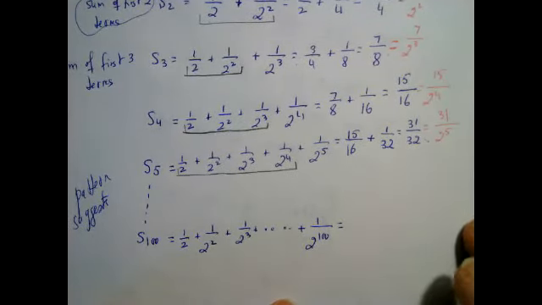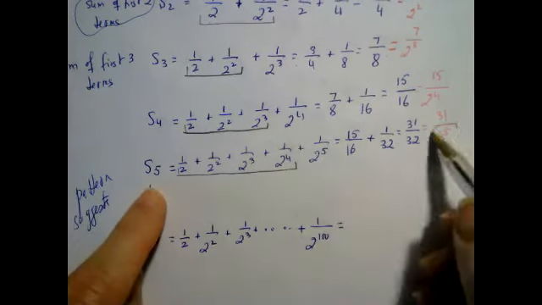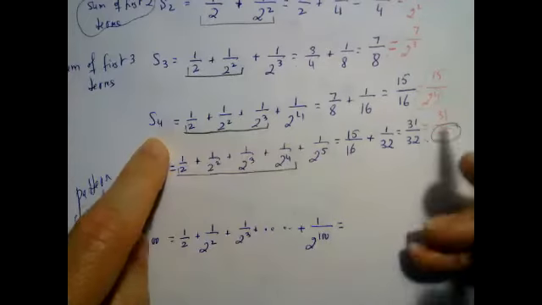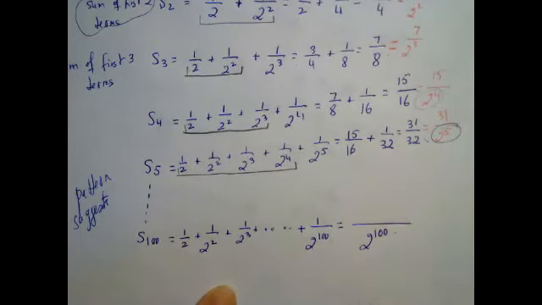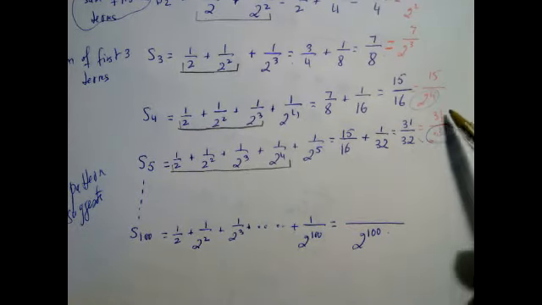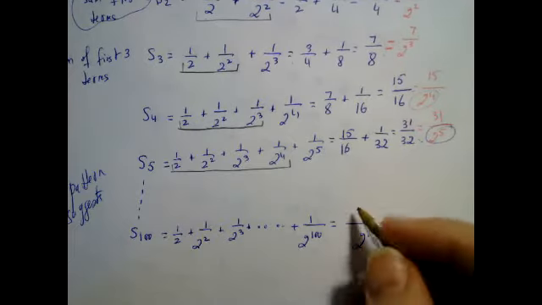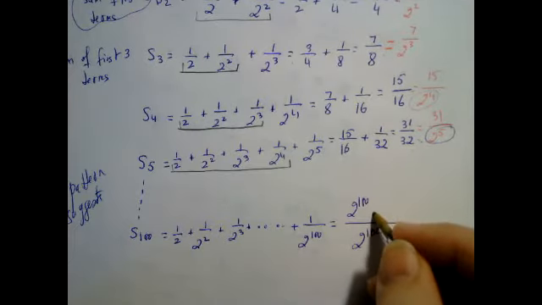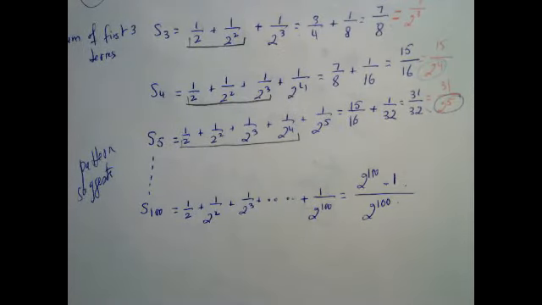Anybody? I know that I have one answer, which is a correct answer. What's the denominator? S5, 2 to the 5. S4, 2 to the 4. So this should be 2 to the 100. And the numerator is 1 less than the denominator, 31, 32. So it's going to be 2 to the 100, basically minus 1. So that's really what the pattern is suggesting.